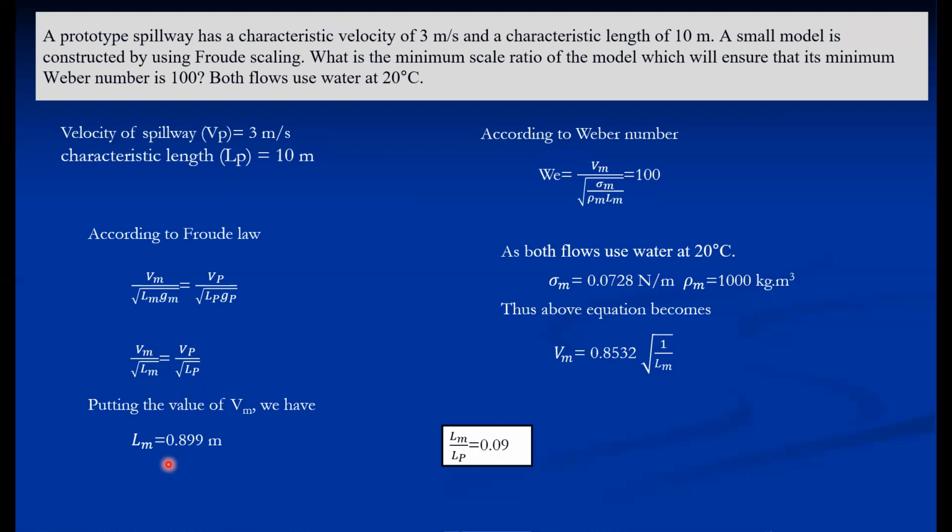In most of the cases, the Weber number and Froude number are both needed, because they involve naturally occurring flows, even capillary action, that is flow due to surface tension and due to gravity. In both cases the natural occurrence is there. So that's why generally both laws are required while solving a problem related to surface tension. That's it. So the minimum scale ratio is 0.09.